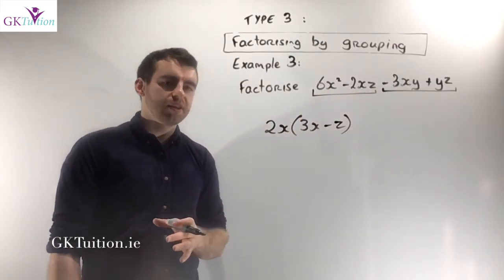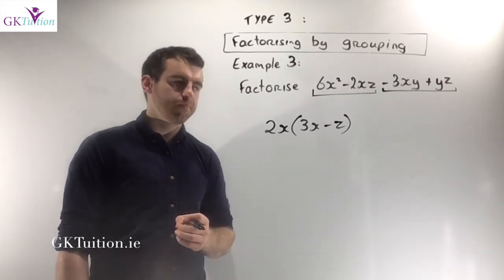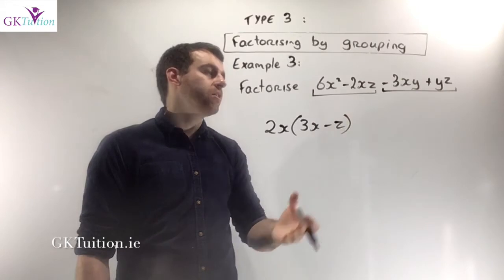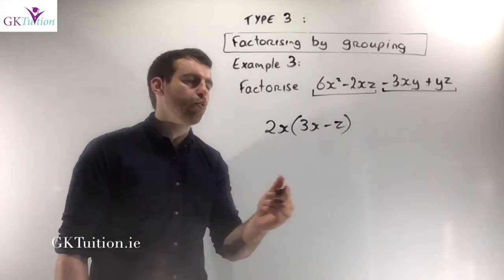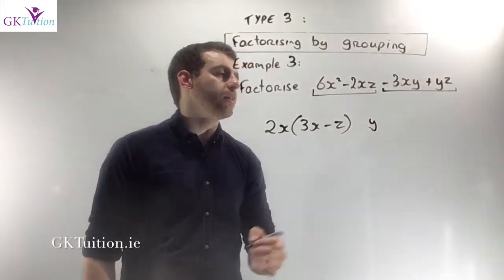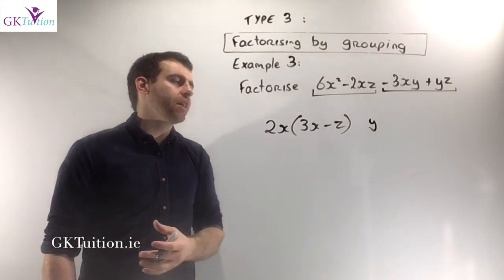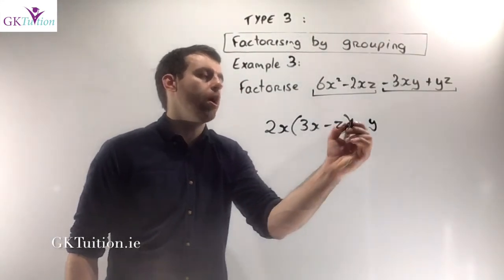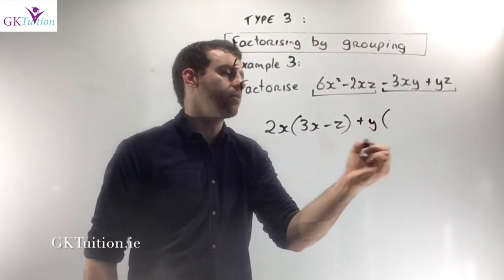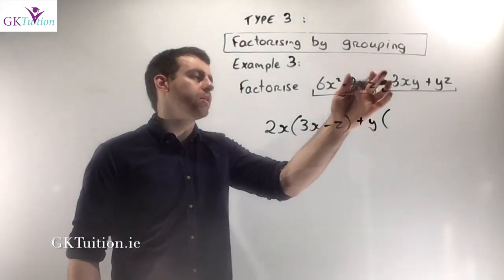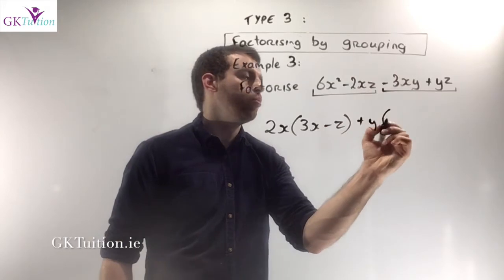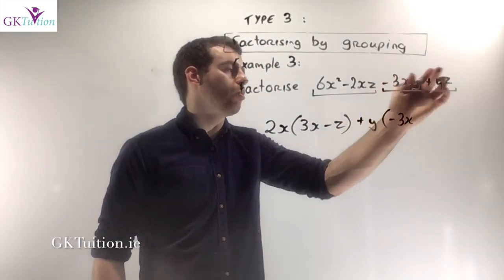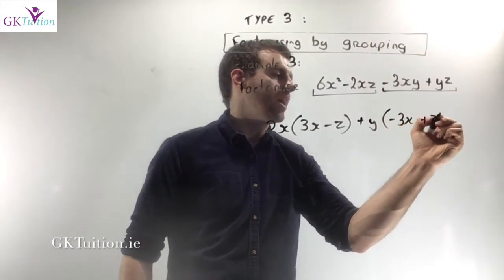Now I need to factorise out what's common to the second two terms. Common to the second two terms in this case obviously is y. The highest number that will divide into both of them is 1. So I'm going to factorise out y. Now let's say that my instinct here was to factorise out a plus y. Plus y into minus 3xy will go minus 3x times. Plus y into plus yz will go plus z times.